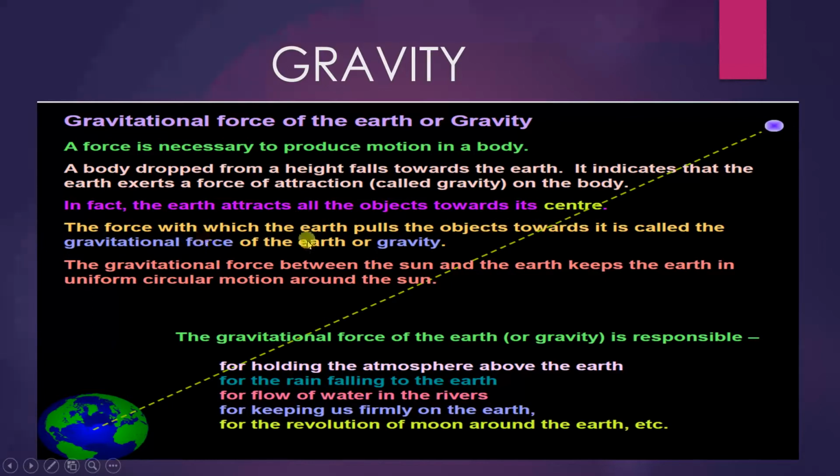The force with which the Earth pulls the object is called gravity, or the gravitational force of the Earth. And this force is responsible for holding the atmosphere on our Earth, for the rain falling on the Earth, for the flowing of water in rivers, and most importantly for keeping us firmly on the Earth. The revolution of the Moon around the Earth, all these phenomena happen because of the gravitational force only.